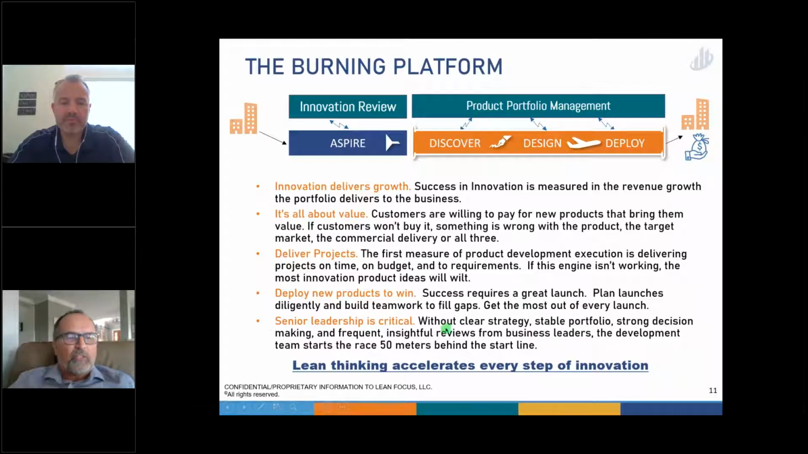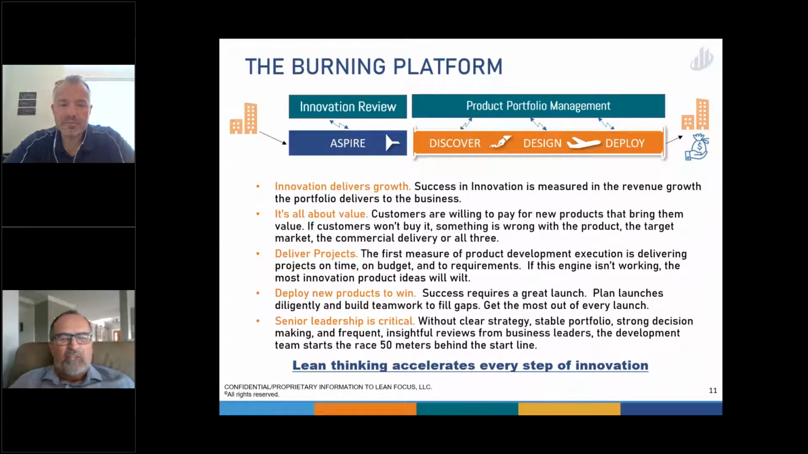Last thing we want to point out in the platform is senior leadership is critical. If you're a senior leader, you have so much value to offer to the team that you might be missing. Do you have a clear strategy so they have a set of goals and they know what they're marching towards? Or are they just supposed to do the best they can? Do you have a stable portfolio? Are you able to make decisions quickly? And are you able to share insights? Are you able to look at projects and help teams?